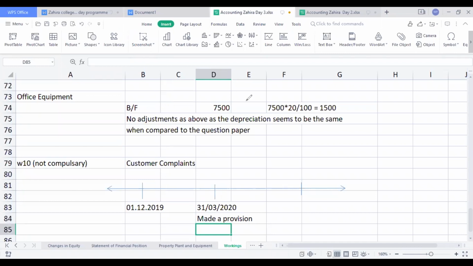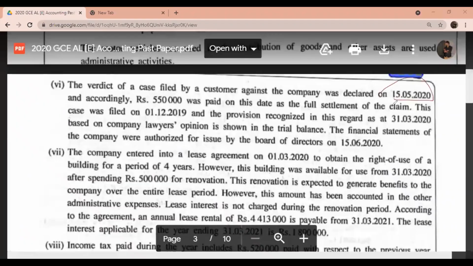Then we move on to the sum. They are saying that on 15/5/2020, it was declared that the company should pay him, that he has put a case, but he should pay. How much they should pay? 550,000. Now, when is this statement given for authorization? 15/6/20, and this is happening in between this period. Now, let me move on to the sum again.